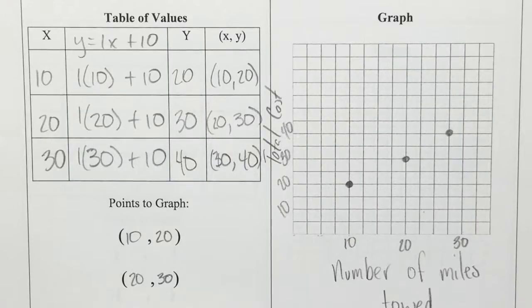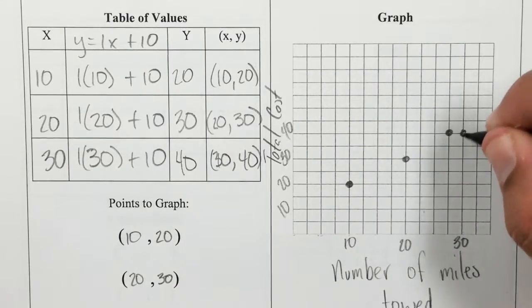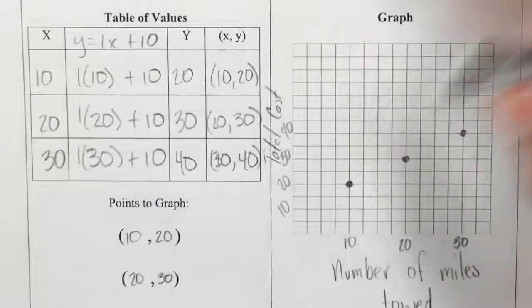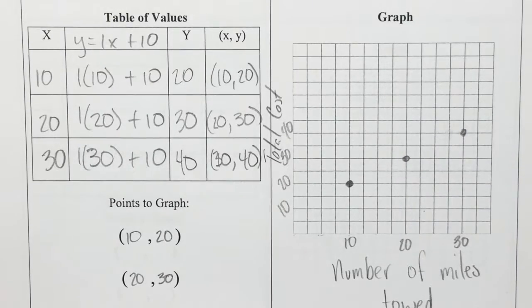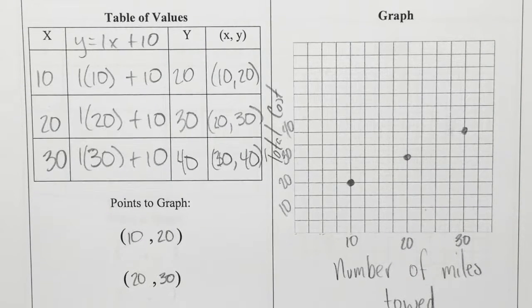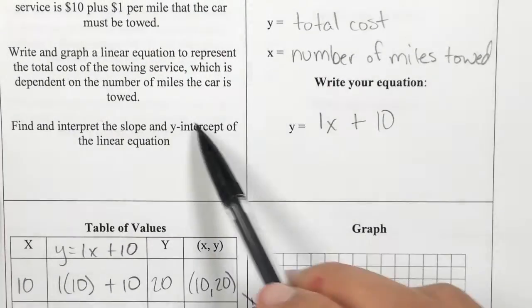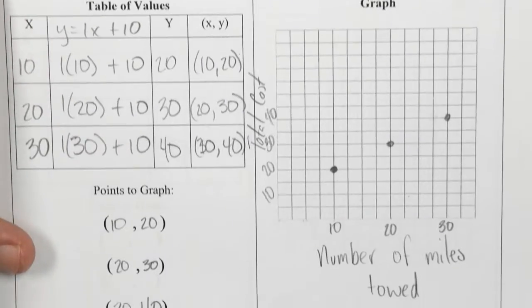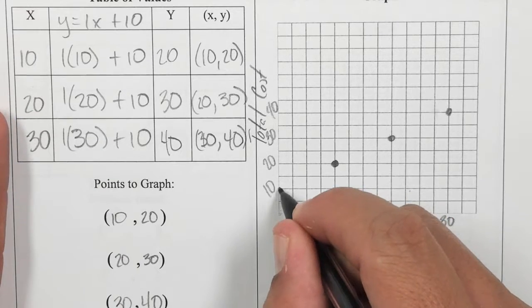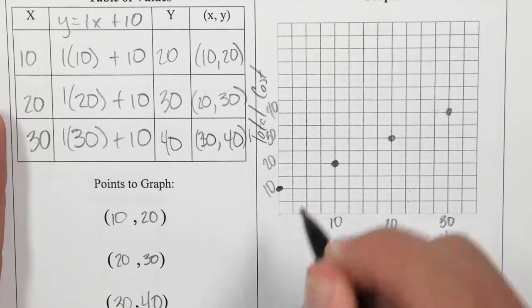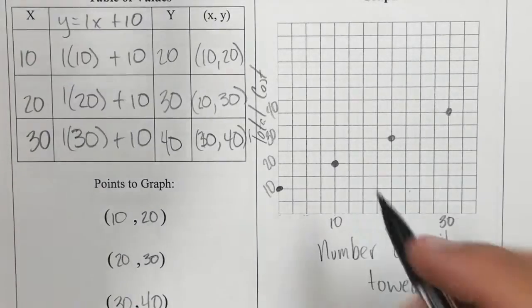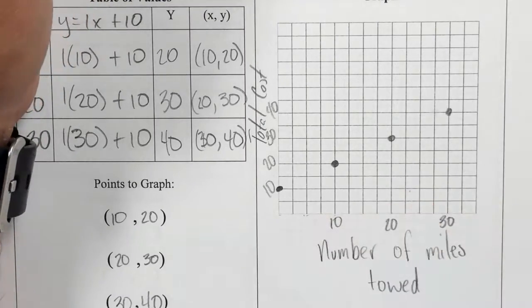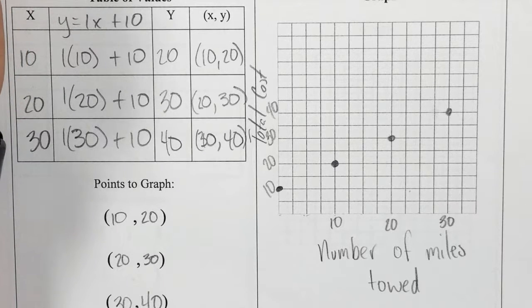So when we draw the line here, we can start it from the start, because what's our y-intercept? What do they charge just to come out there? What's our y-intercept here from our equation at the top? Is it 1 or is it 10? And it's 10. So if you don't even get it towed a full mile, if you just get them to come out there, it's going to start at 0 miles and it's going to be $10.